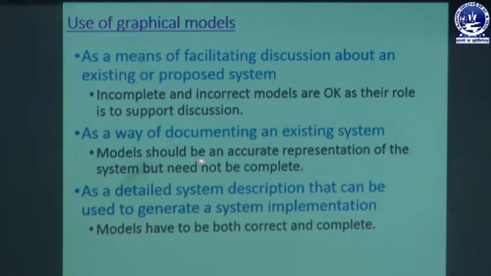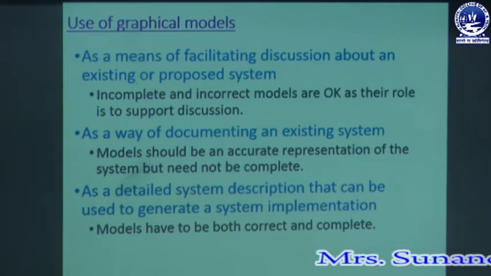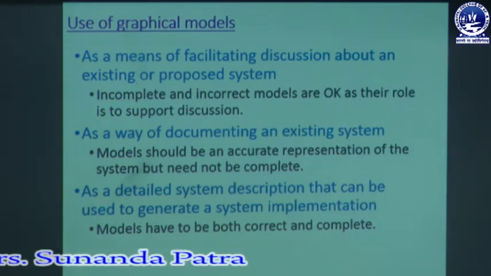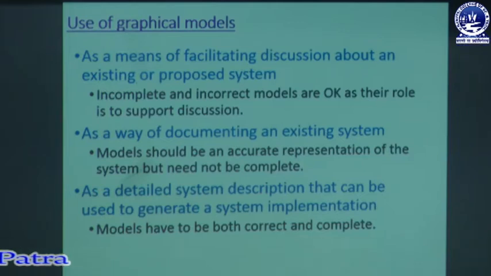So, a model should be an accurate representation of the system, but it need not be complete. Maybe it is complete or maybe it is incomplete. It can be used as documentation for an existing system. And the third use is as a detailed system description that can be used to generate a system implementation.